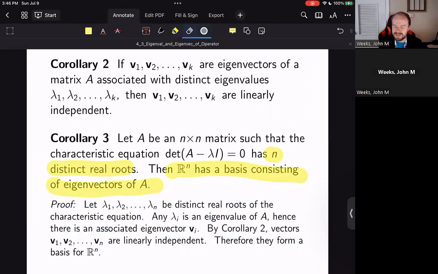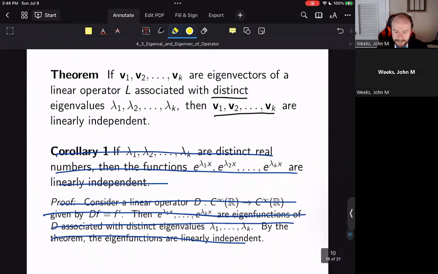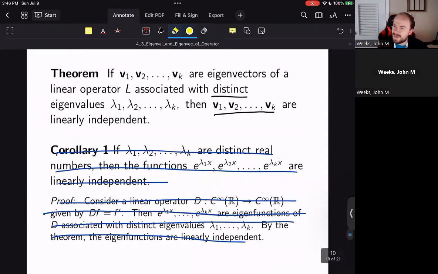What I talked through is essentially the proof. Any lambda i is an eigenvalue of A. Each one gets an associated eigenvector. Those vectors are linearly independent. Therefore, they form a basis. So, neat thing about connecting this back to finite dimensional vector spaces. If you have n distinct eigenvalues, your vectors do indeed form a basis. Your eigenvectors form a basis for that. But let's talk a little bit about these other two corollaries before we conclude here.